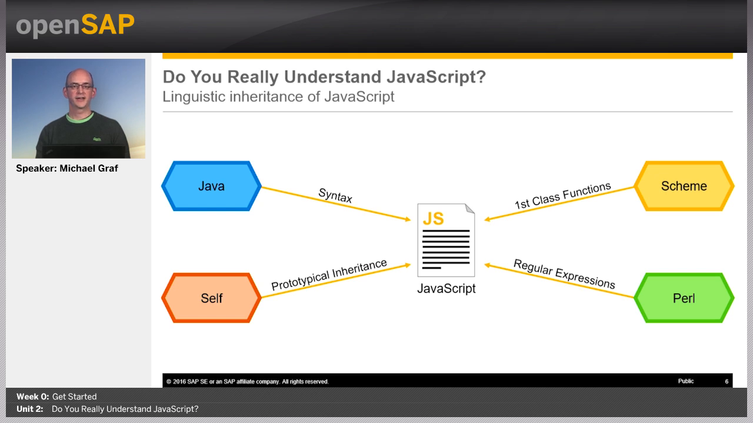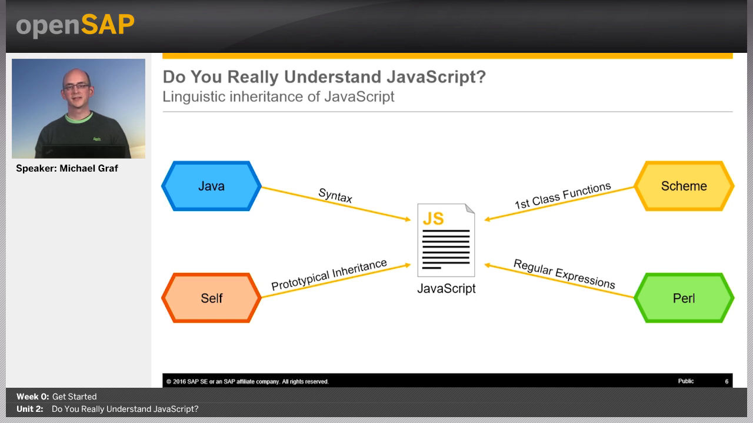And it's a perfect foundation for SAP UI5 because it's really flexible and capable to do web apps. We have parts of the syntax of Java, for example, the dot notation, as well as the powerful regular expressions from Perl combined. The first-class functions, which you will see later in this unit, come from a functional programming language called Scheme, and the prototypical inheritance is from Self.